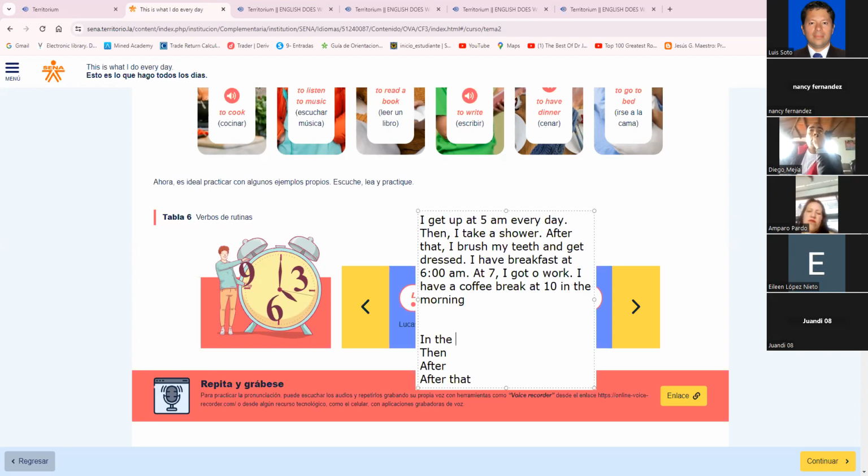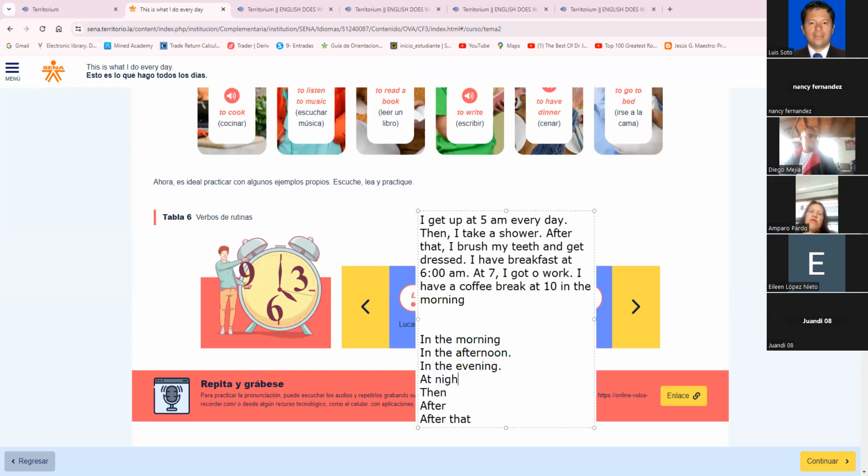In the afternoon. In the evening. Y tenemos at night. ¿Ok? En la mañana, en la tarde, en la noche. Y acá en la noche, at night, pero es después de 9 de la noche. ¿Ok? El in the evening significa de noche, pero antes de 9. Y at night es también en la noche, pero después de 9 de la noche, más o menos.